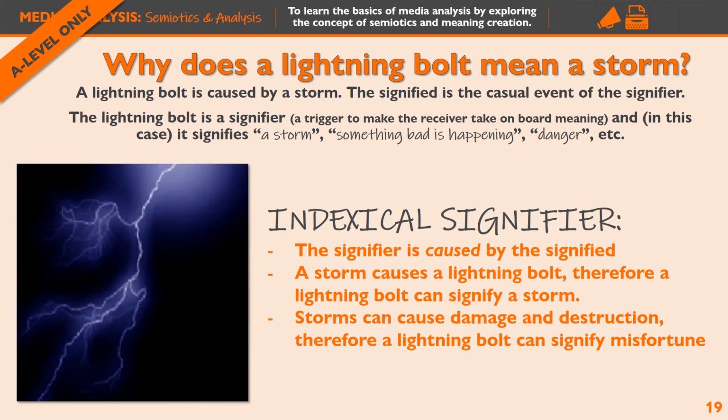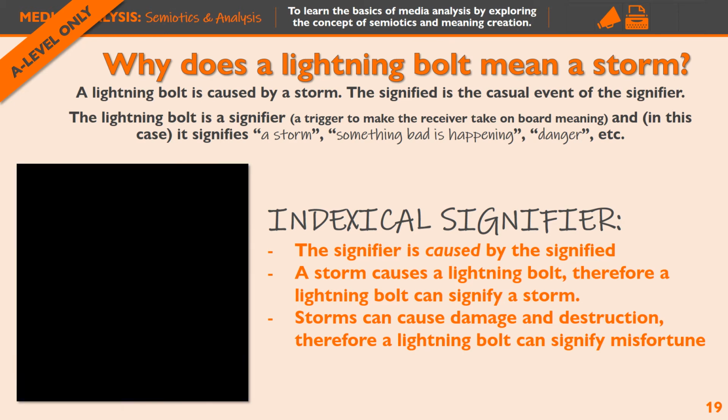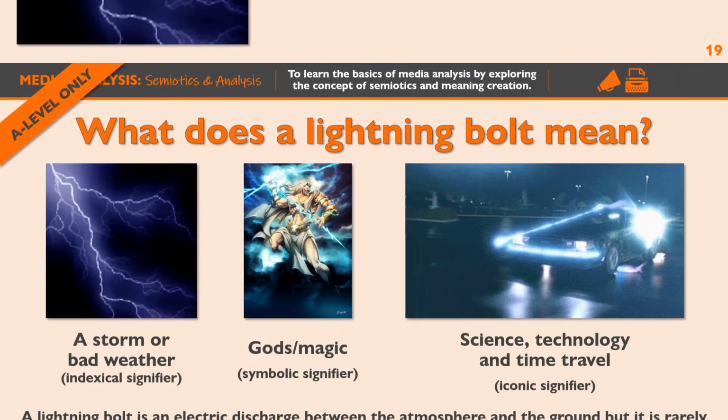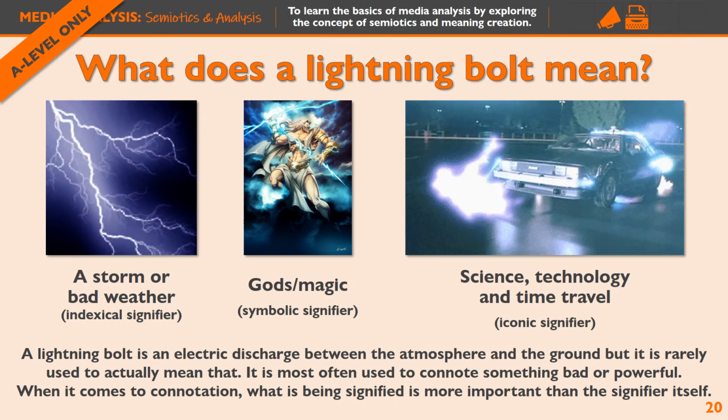A lightning bolt can signify destruction because storms cause destruction and a lightning bolt is caused by a storm. So you can follow that loop all the way through. But the idea is there is a link, there is a direct link, an inherent built-in meaning of some signifiers because they refer or signify something indexically. So let's take a look at that in a little bit more depth.